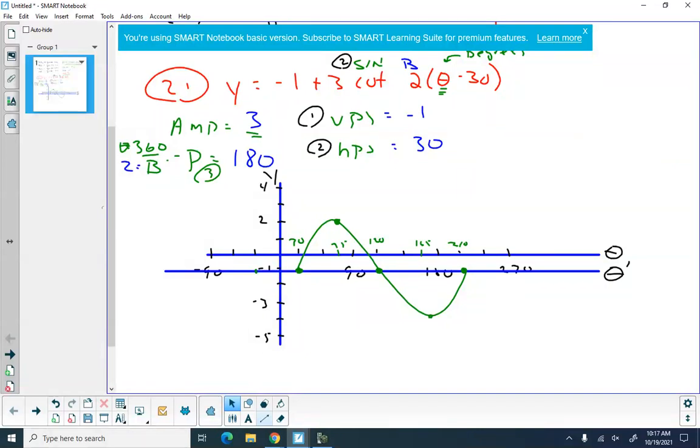Now we go into how we graph the secant and cosecant function, or the cotangent or tangent. Wherever we hit the prime axis, we draw in our vertical asymptotes. So wherever you hit your prime axis, you draw in your vertical asymptotes.